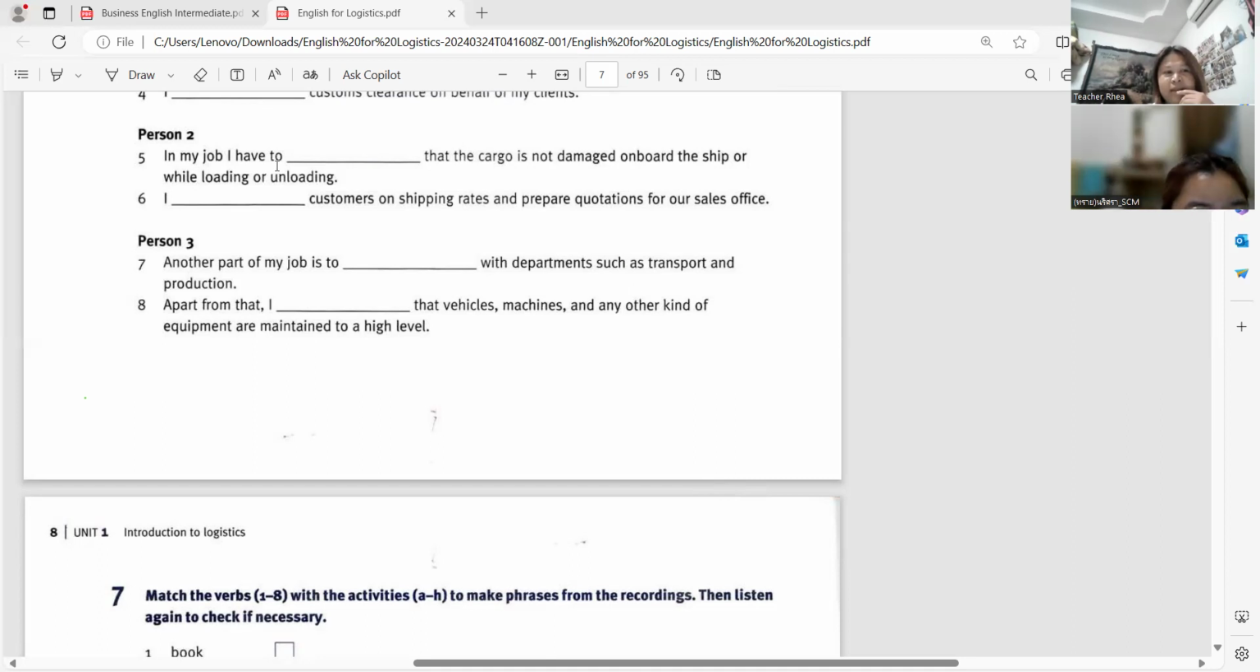In my job, I have to make sure that the cargo is not damaged on board the ship or while loading or unloading the product. Yes. Do you do this kind of job? Or do the checking?